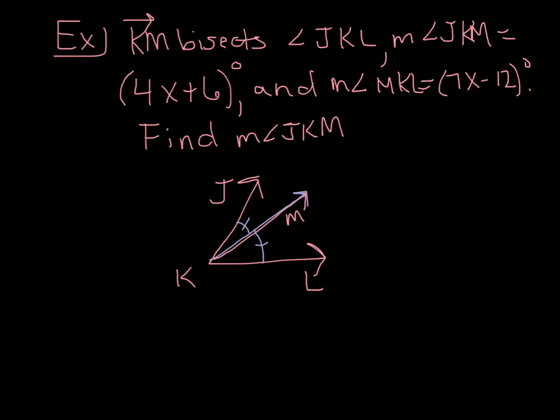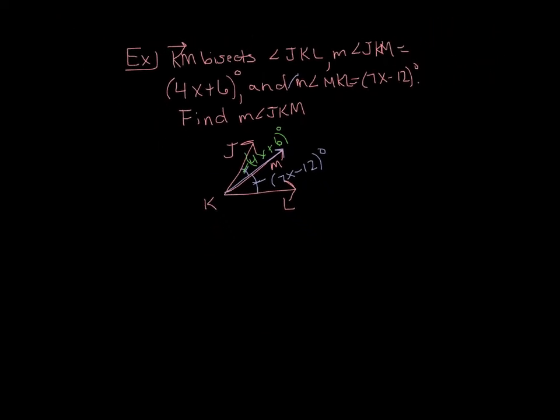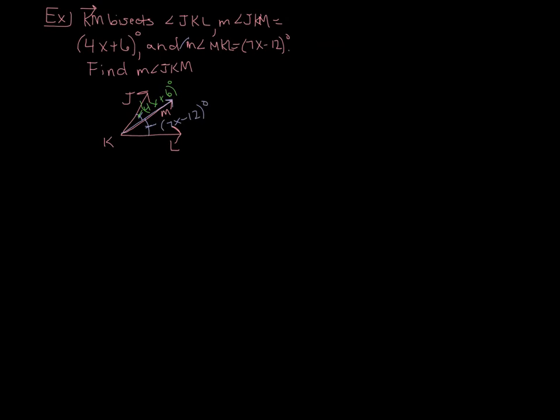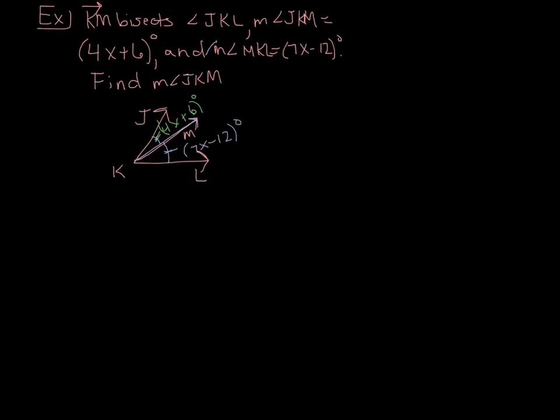So we take the next piece of information. The measure of JKM, which is right here, is 4x plus 6 degrees, and the measure of angle MKL, which is this, is 7x minus 12 degrees. We want to find the measure of the entire angle. So what I'm going to do is I'm going to shrink this a little bit. Give me a minute. Bring this over here. Hopefully you can still see it.